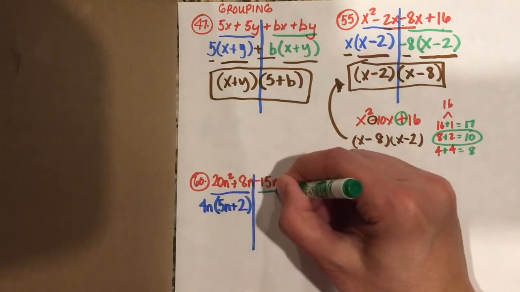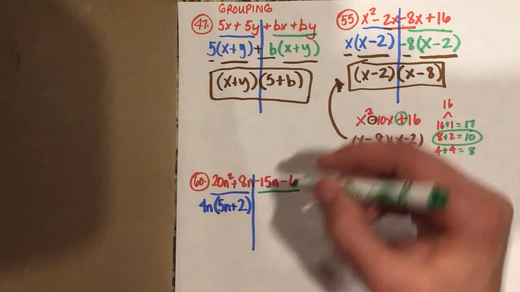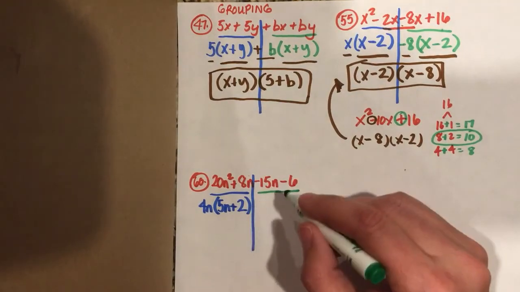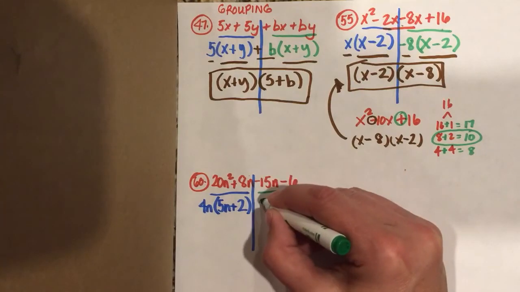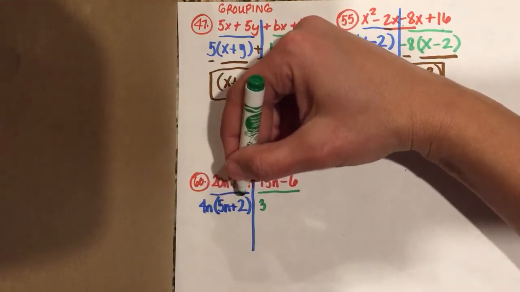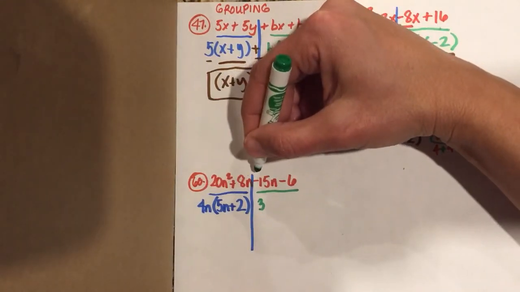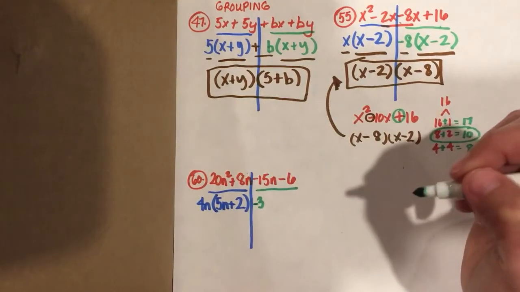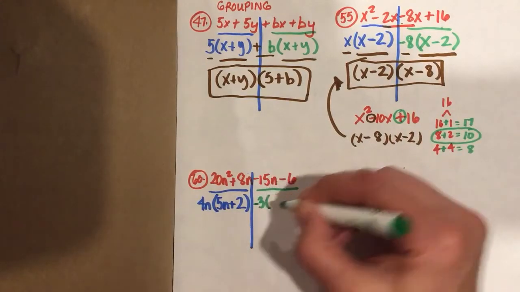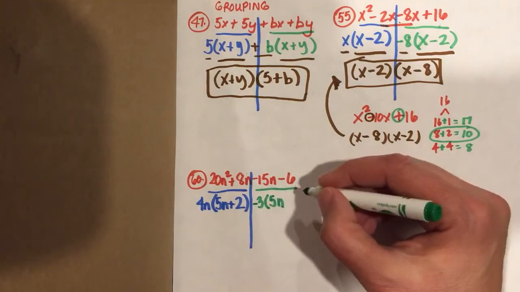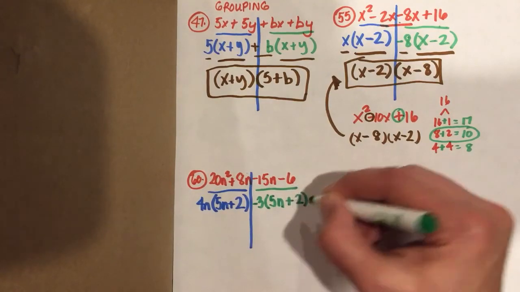Now I'm going to look at my second group of terms. Between 15 and 6, I have a 3 that can be factored out. But just like we saw up here, I'm looking for positive, positive. Here I have negative, negative. In order to create positive, positive, I have to factor out the negative. So I'm going to factor out a negative 3. When I factor out negative 3, that leaves me with 5n plus 2.